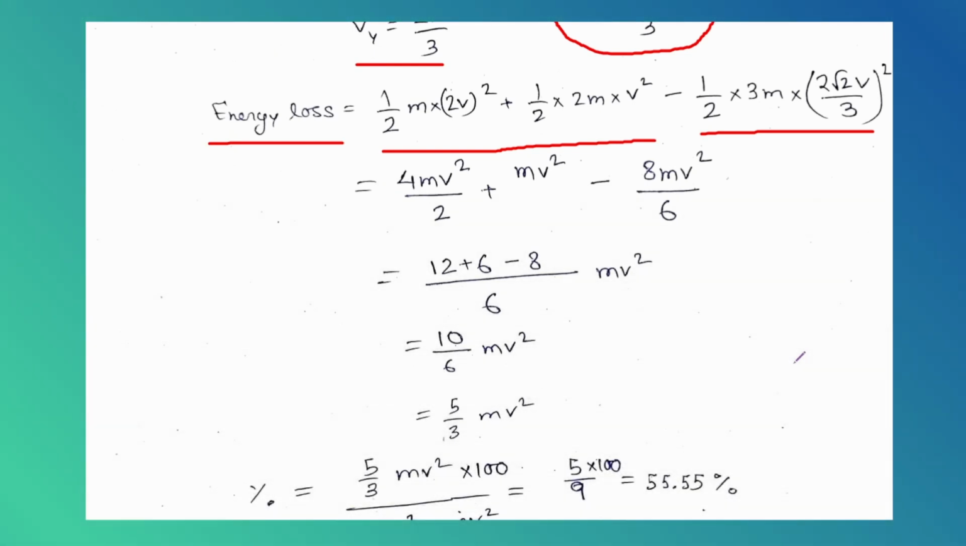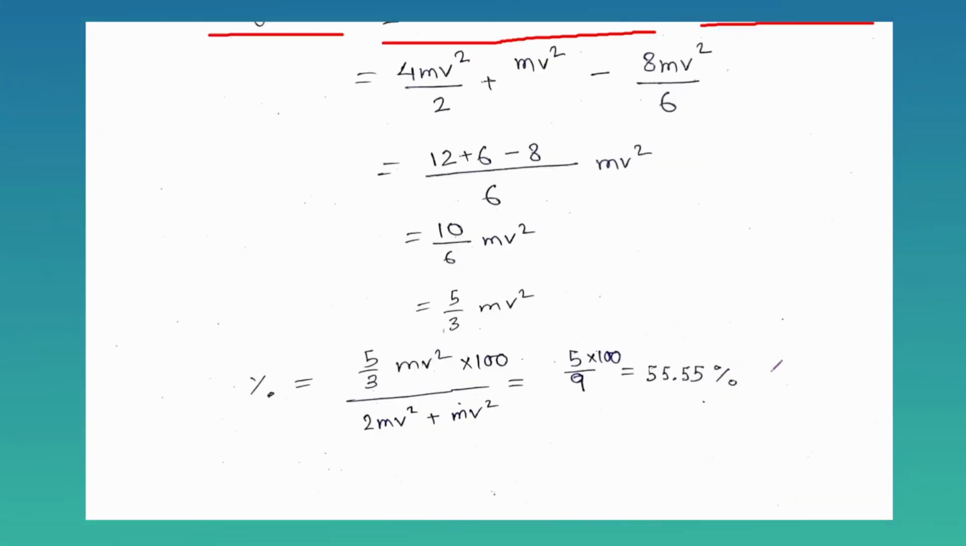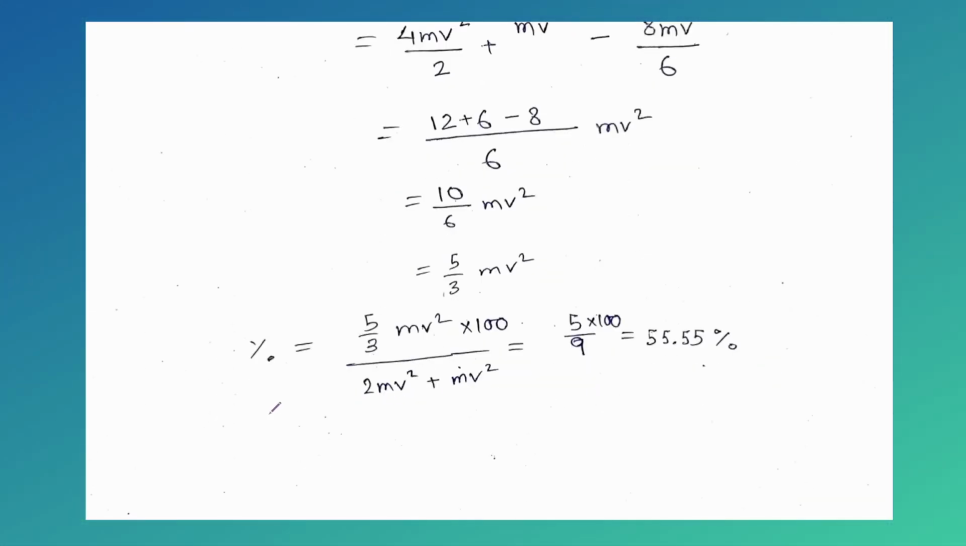After this calculation, we convert it to percentage loss by dividing energy lost by the total energy before collision and multiplying by 100. So we get 55.55% or roughly 56%.